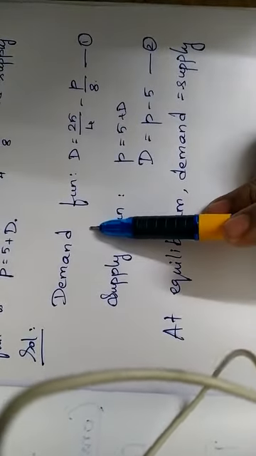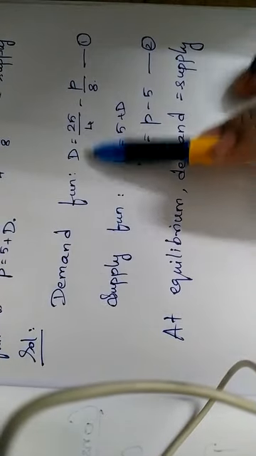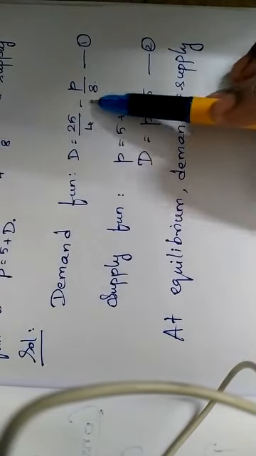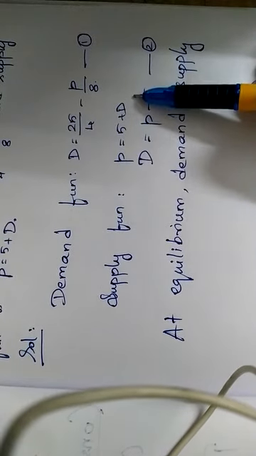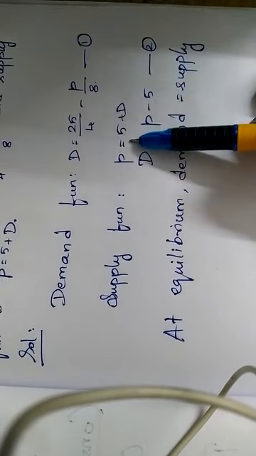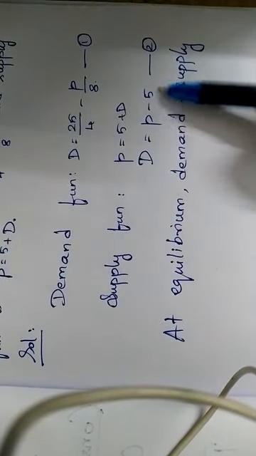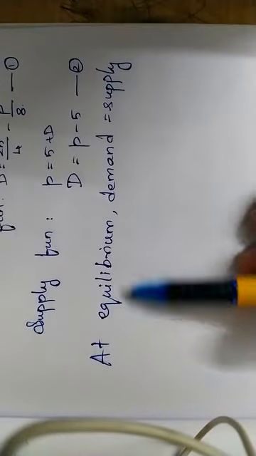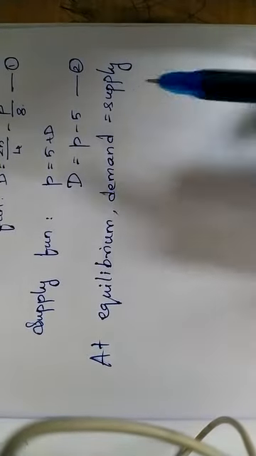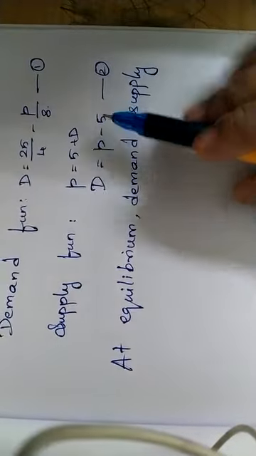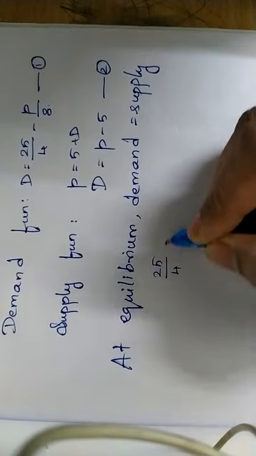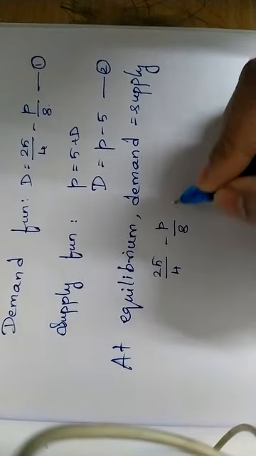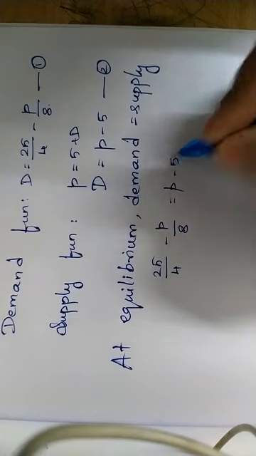that is the values of P naught and Q naught, when demand is equal to supply. First, I have written what is given in the question. Demand function is D equal to 25 by 4 minus P by 8. Supply function is P equal to 5 plus D, which can be rewritten as D equal to P minus 5. At the equilibrium, demand is equal to supply. So equating 1 and 2, we get 25 by 4 minus P by 8 equal to P minus 5.